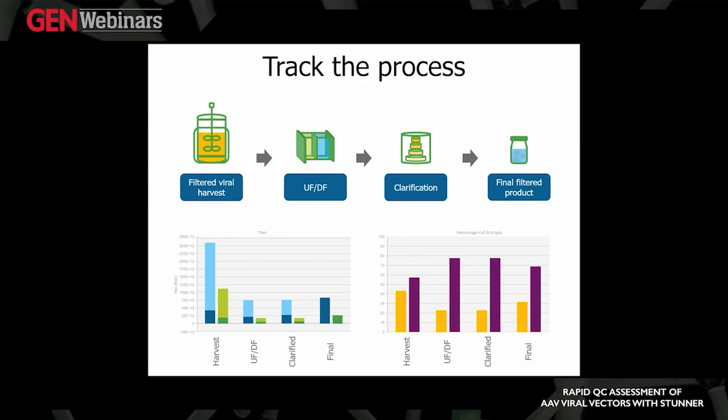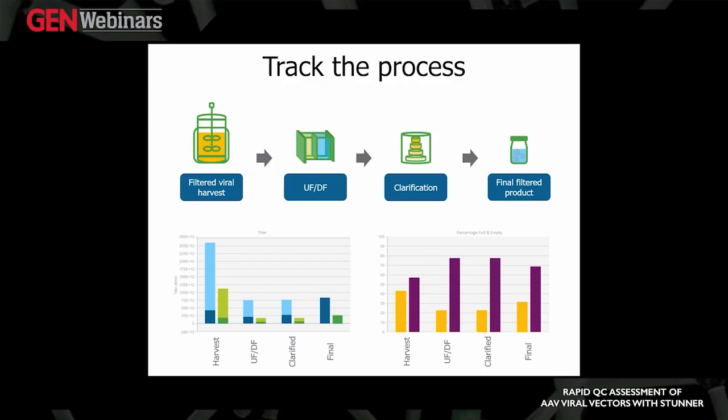A later step in this process, ultrafiltration diafiltration, or UFDF, then removes a lot of that high protein and DNA load, which is likely non-viral impurities. That's shown by the decrease in the total height of the blue and green bars at the UFDF step. Subsequent clarification and filtration steps further remove these non-viral components and aggregates.